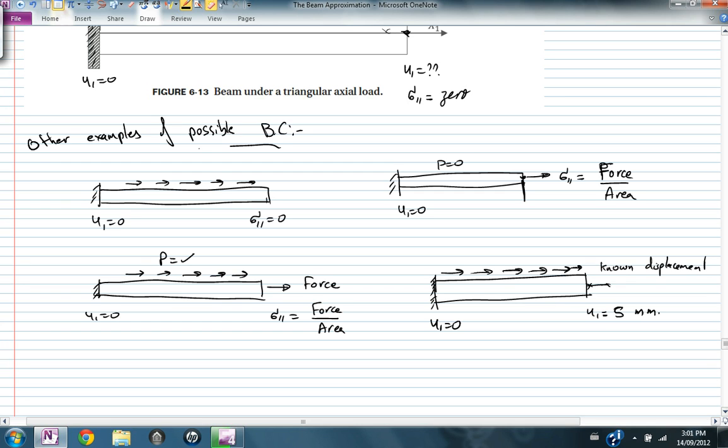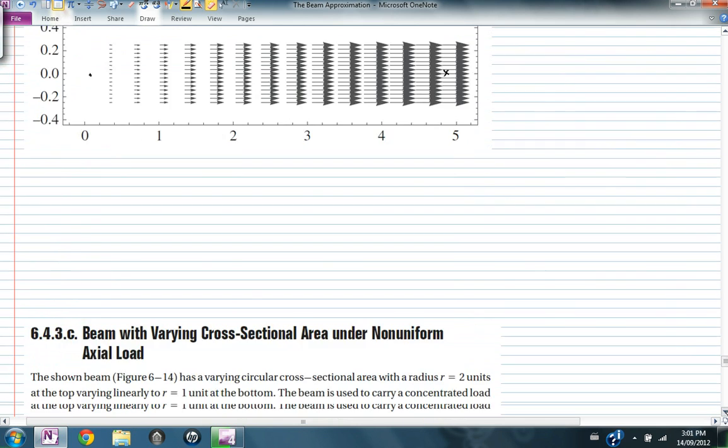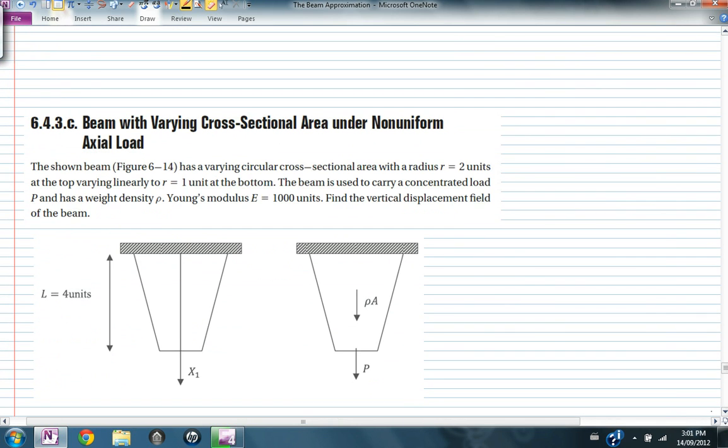Of course, I can switch the supports. I can switch the support with this support. The last example in this chapter is I take that beam and I just put it upside down, and I have the cross section changing, and I hang a force from it, and I also have a weight that's equal to rho multiplied by A. It's the same. I have to make severe assumptions to be able to solve this by hand.